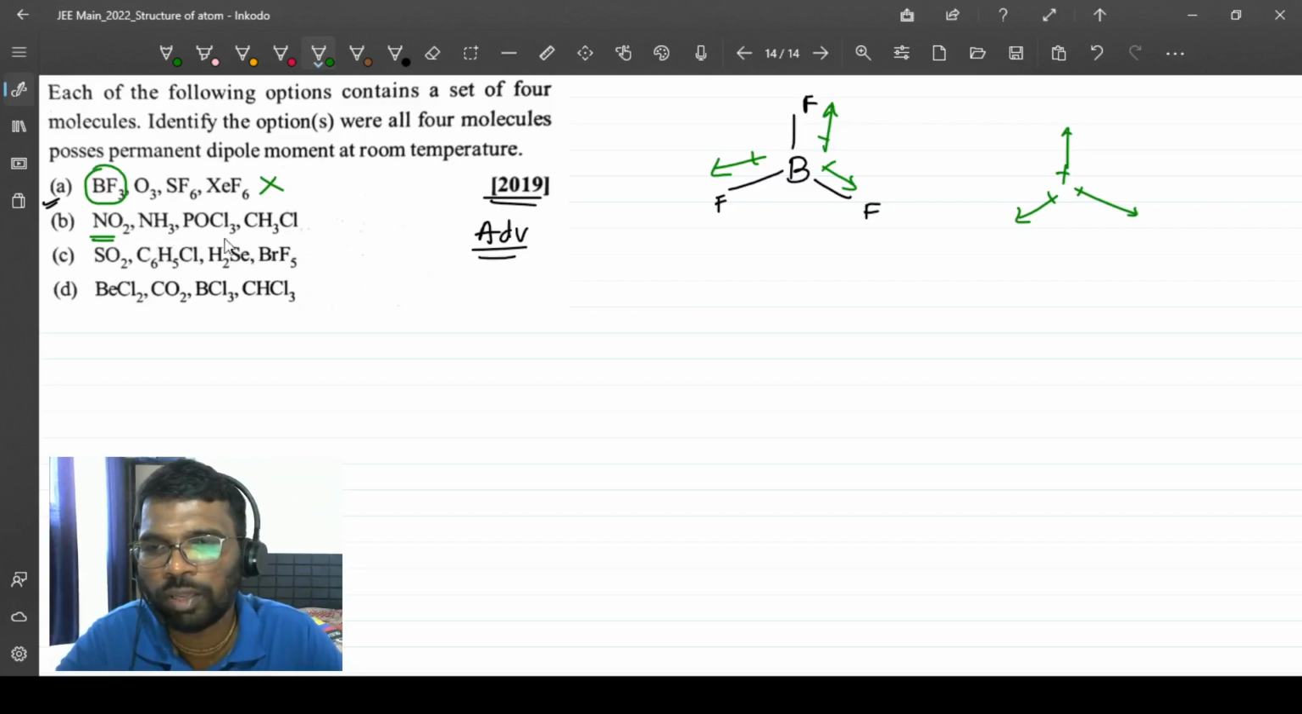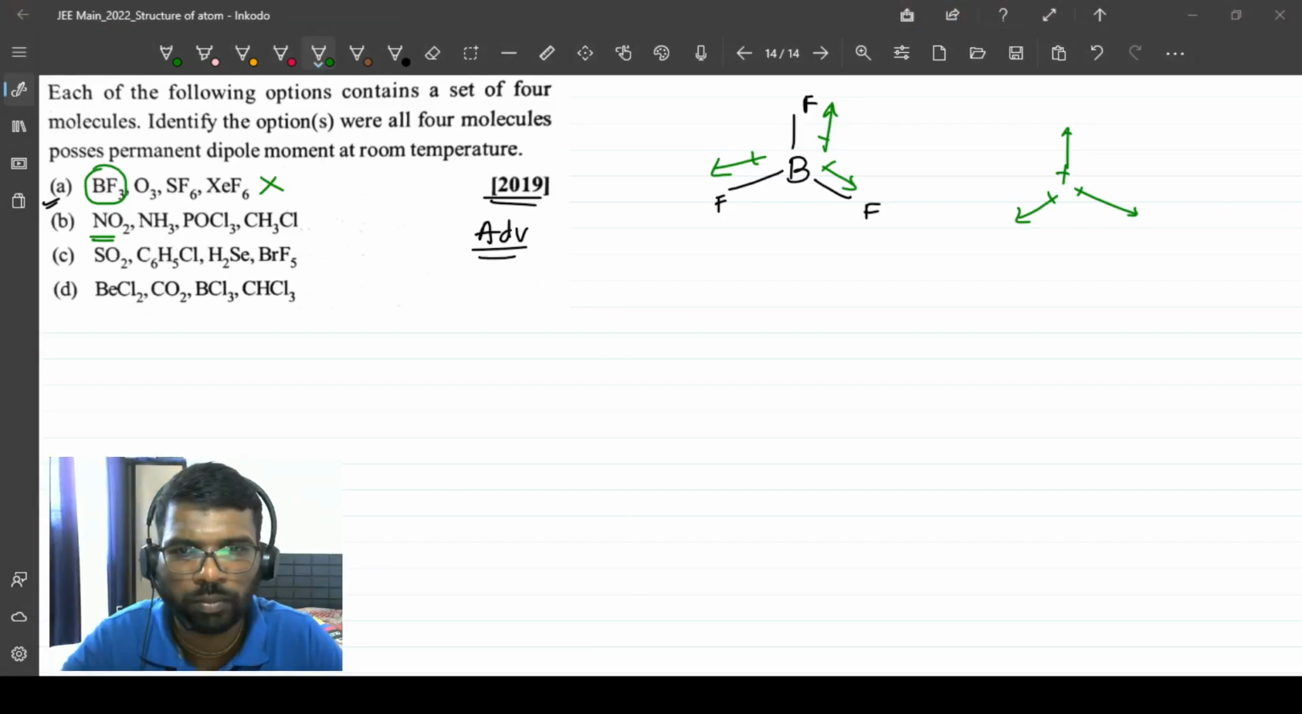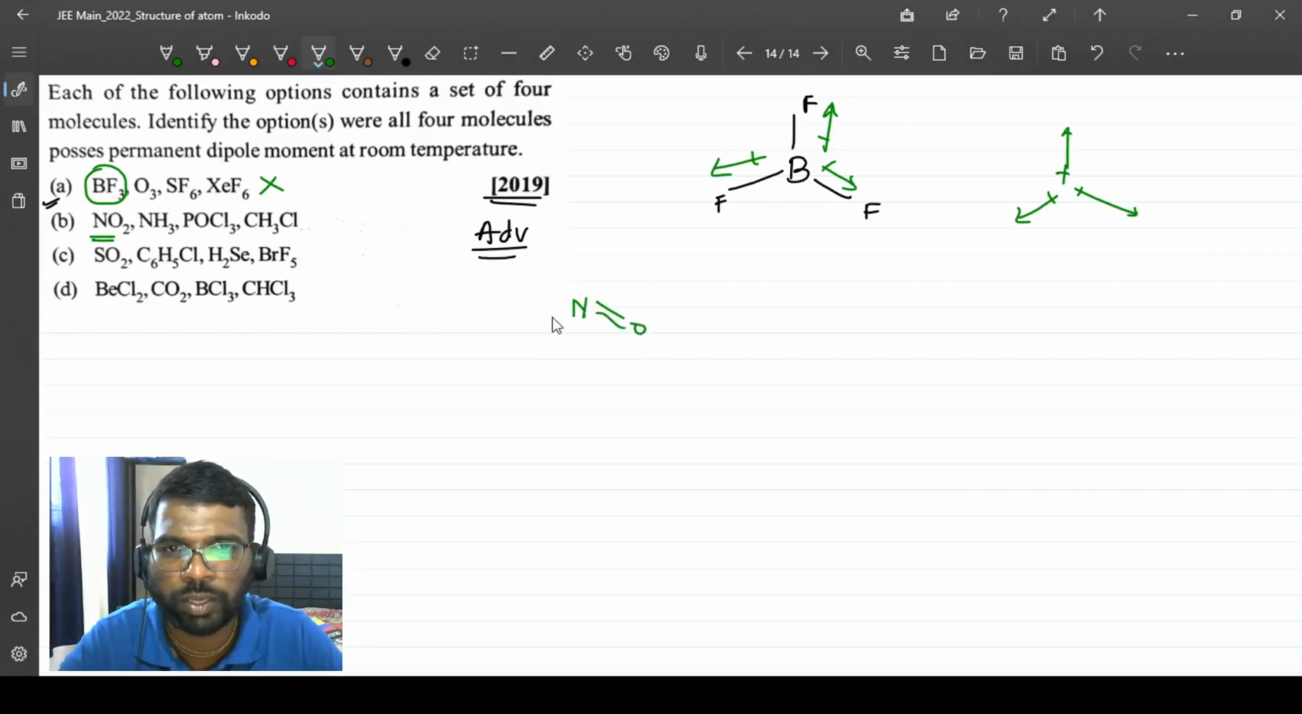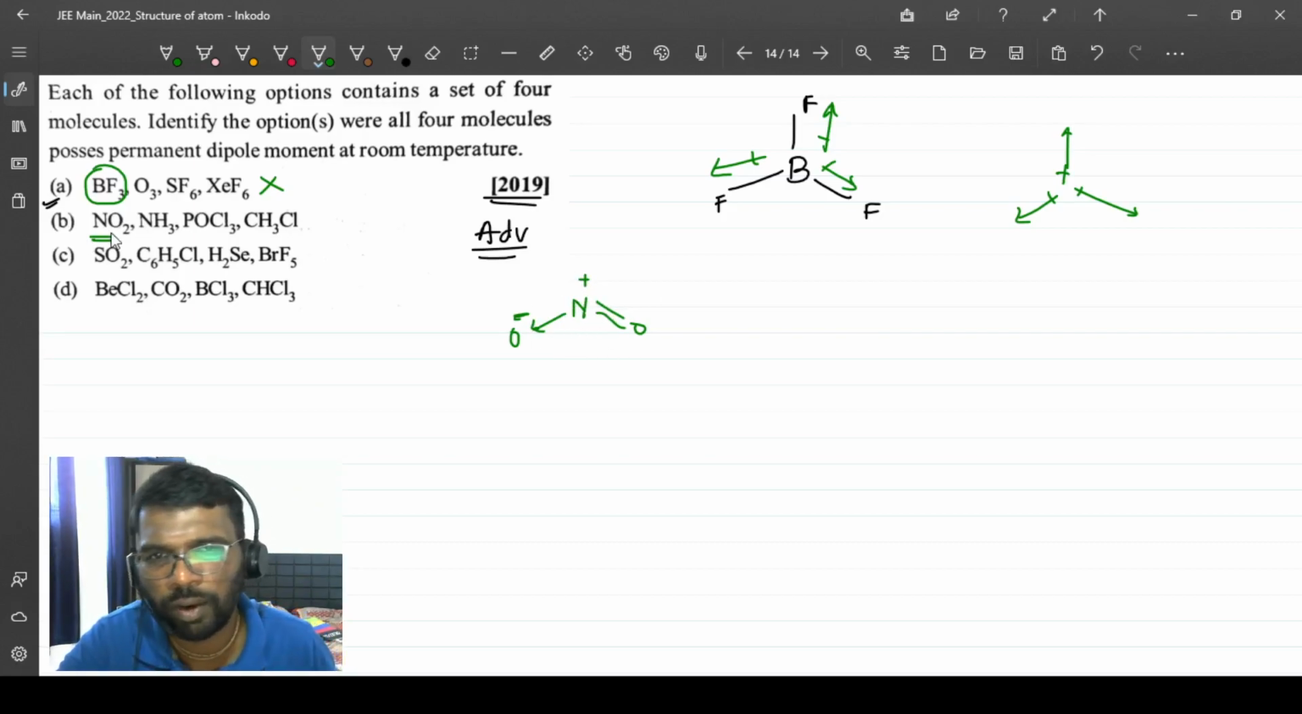If you check the NH3 structure, okay, the NO2 structure over here, I'll tell you the structure. NO2 structure will be somewhat this way. So this is a coordinate covalent bond which will be forming, and this is plus one, right? So here if you see, the dipole moments are not going to get cancelled. So it will have a dipole moment.